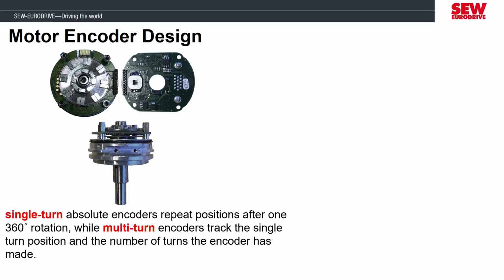A multi-turn is similar in that it counts the position points in one full rotation, but it also keeps track of how many rotations the encoder has made. So the multi-turn encoder doesn't have its position start over every rotation. It could take thousands of rotations in a single direction before it runs out of counts and has to start over again at 0.